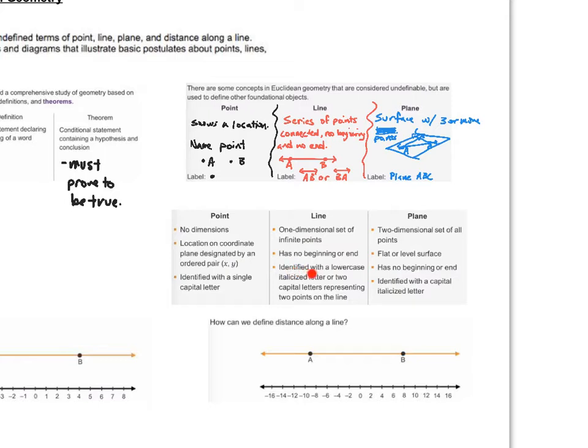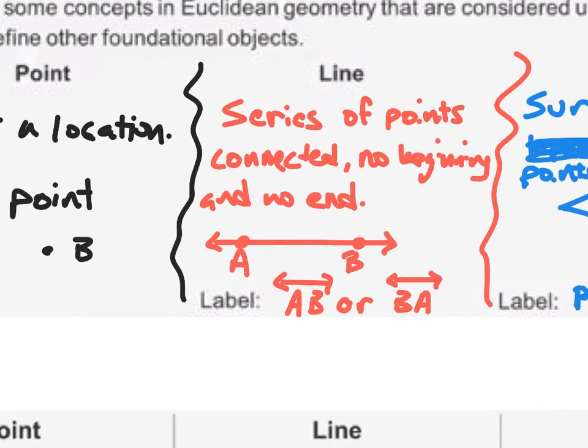And sometimes we identify it with a lowercase italicized letter or two capital letters. So the other way I could say this, let's say I had a line like this, and we'd call it line M.